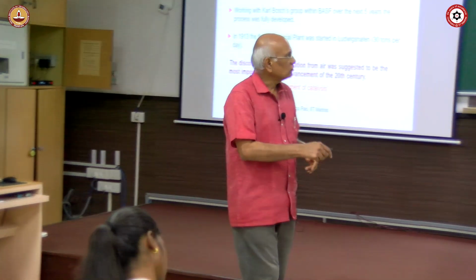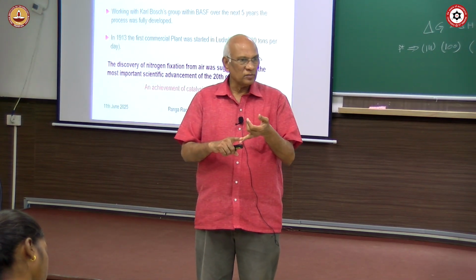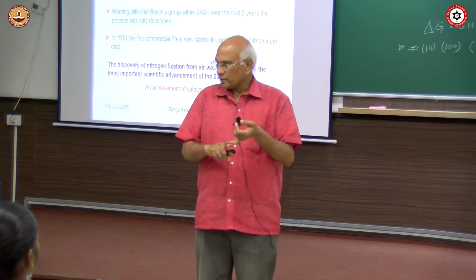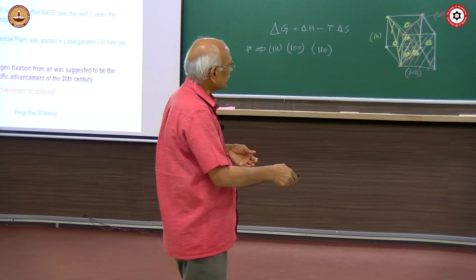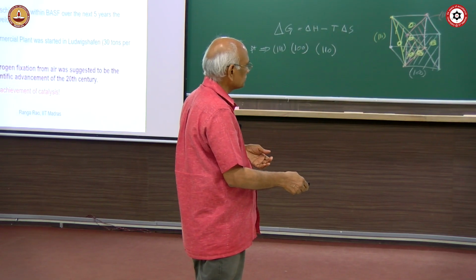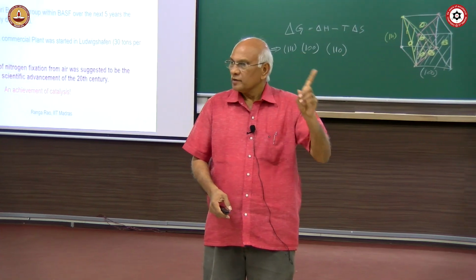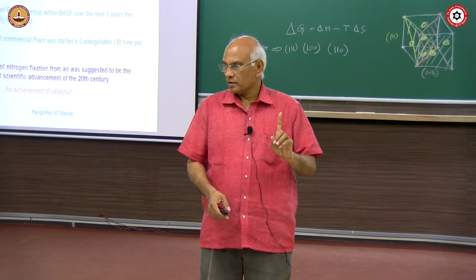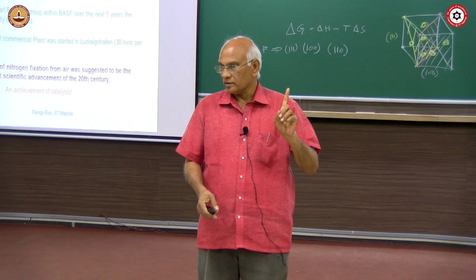And they use iron. Iron is the cheapest one. Of course, ruthenium can be used, osmium can be used. Osmium is toxic, and ruthenium is expensive. So iron is the cheapest one, so they use iron for this particular process. So this is an achievement in catalysis at that time, 100 years back, and even today this is an achievement.